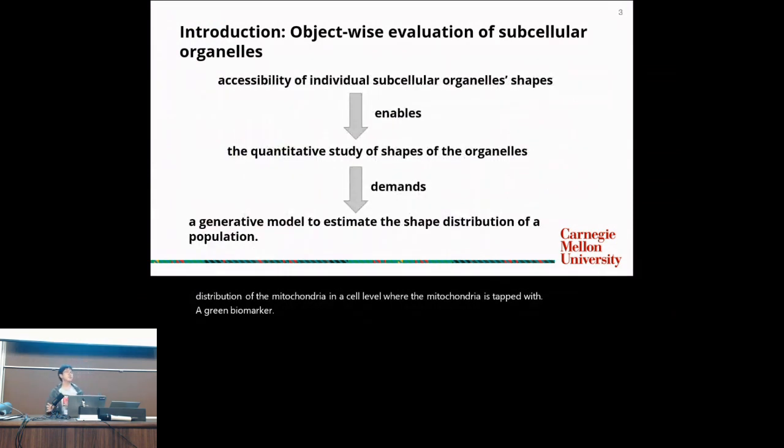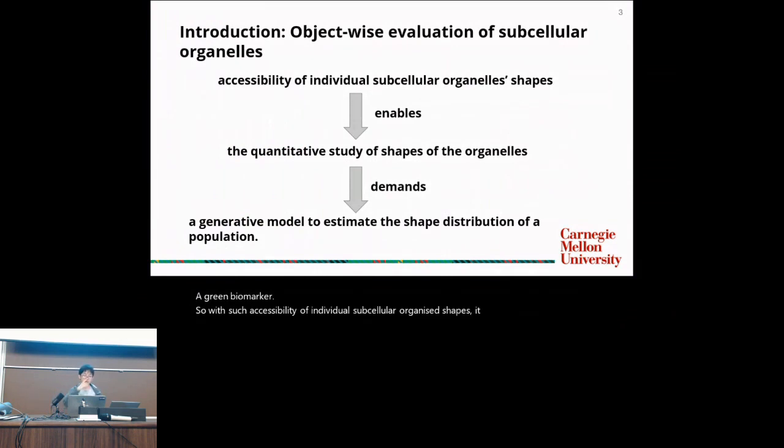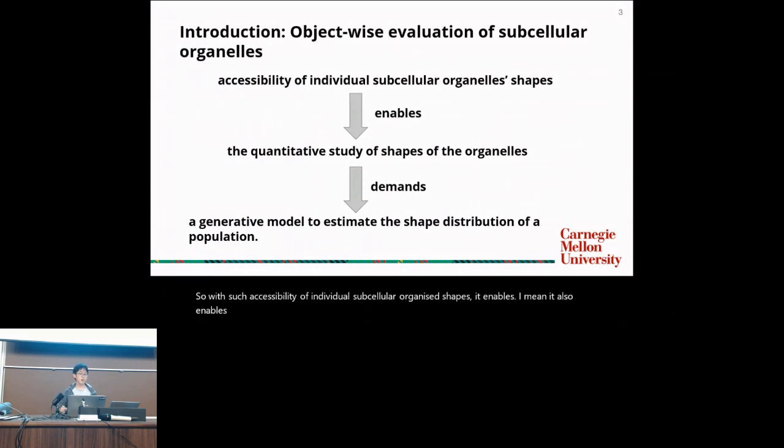So with such accessibility of individual subcellular organelle shapes, it also enables innovative quantitative study of the shapes of individual organelles, which will help us to understand some really complex biological processes. For example, the mitochondria, which is correlated with several important cell functions.